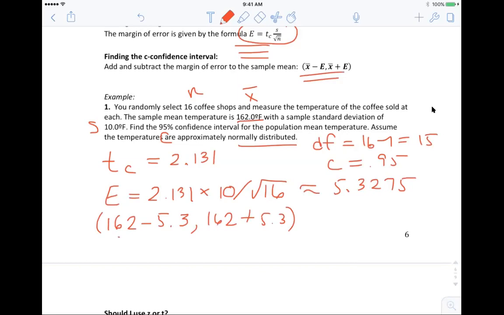And for my final answer then, I'm at 156.7 and then 167.3. Okay. And the interpretation of this is we are 95% confident that the population mean temperature is between 156.7 degrees and 167.3 degrees. Okay? Cool.